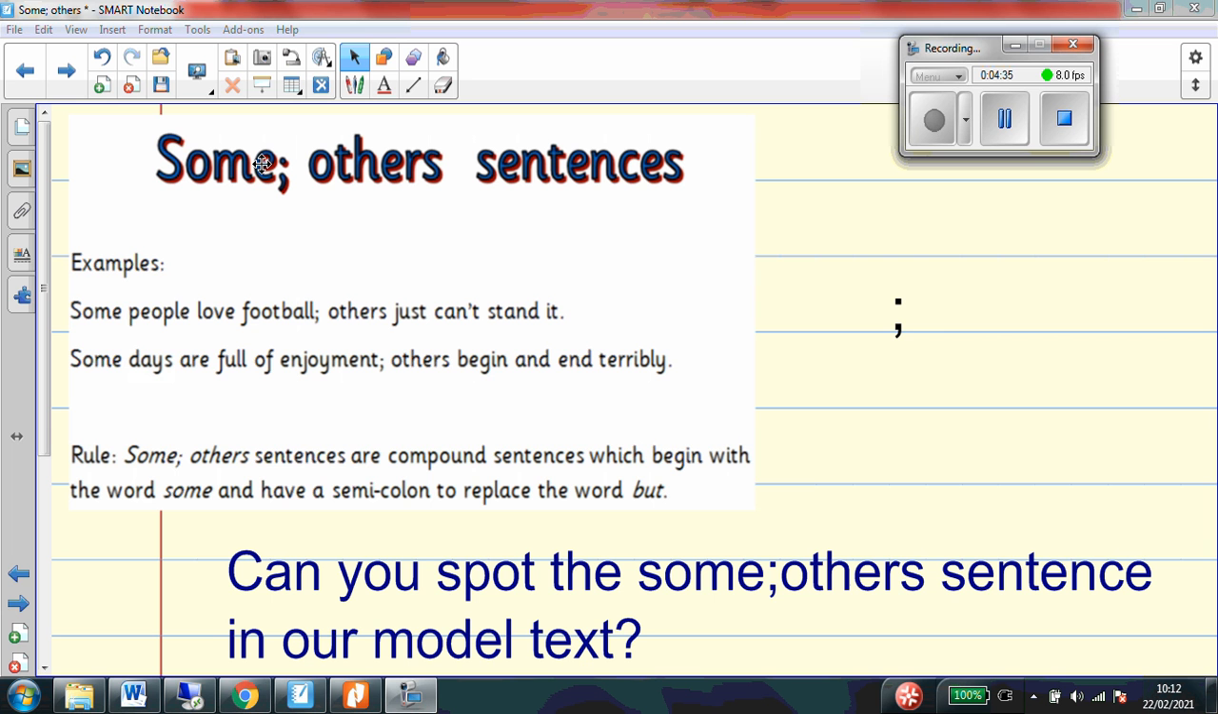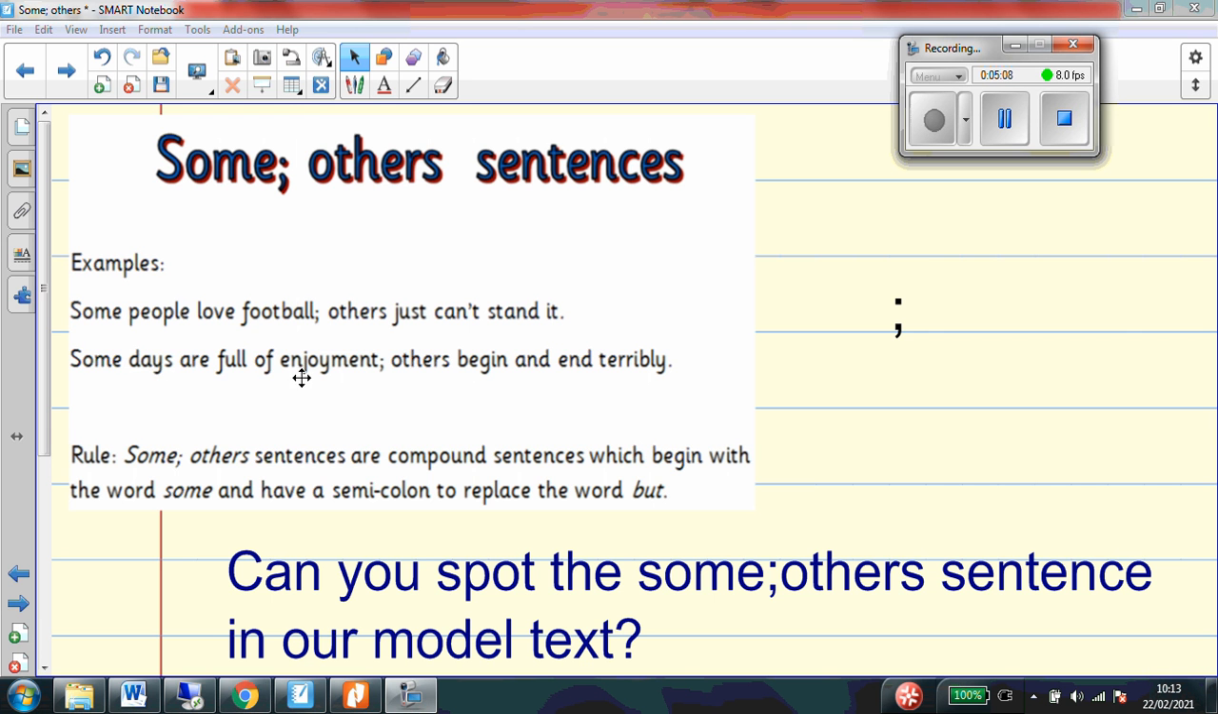So let's have a look at a couple of examples. Some people love football, others just can't stand it. Some people love football, semicolon, others just can't stand it. Can you see that we start with some? After our first clause, we have a semicolon, and then we start our second clause with others. Of course, I always need my full stop at the end.